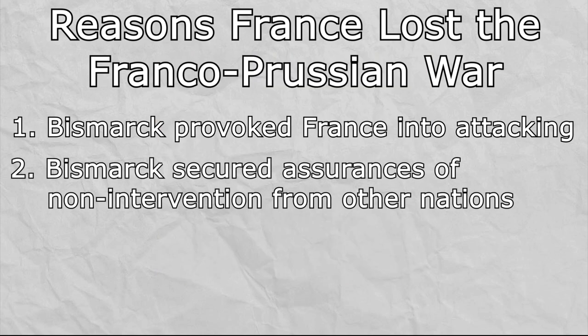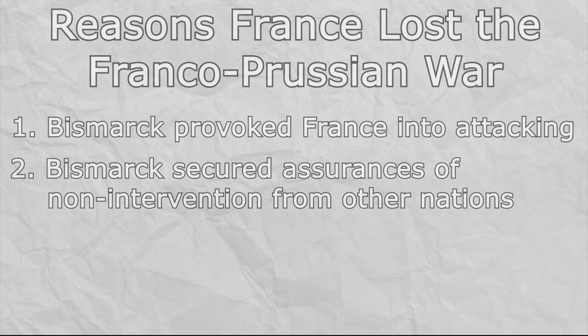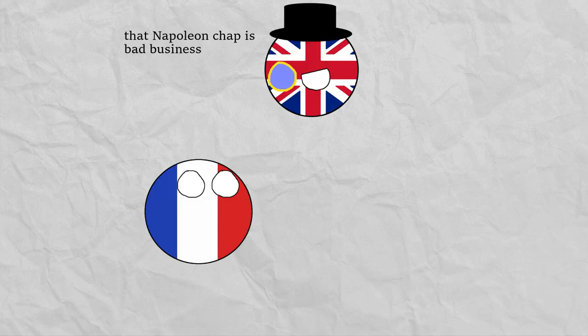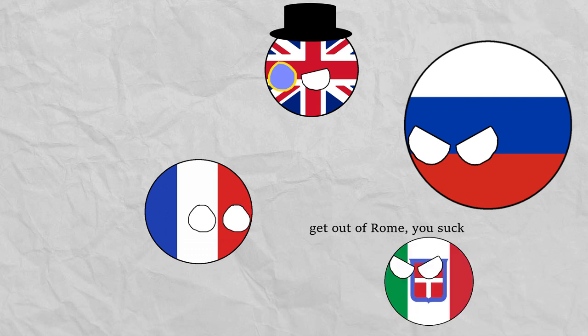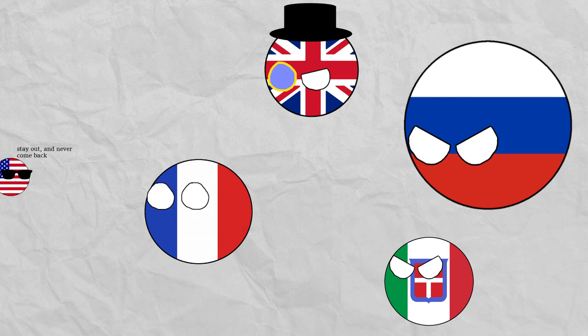Second, Prussia had managed to assure that in the case of war between them and France, no one else would join in. Just to name a few key nations that already had issues with France. Britain was already more worried about French militarism than German militarism. Russia was annoyed that France had supported Polish rebels in 1863. Italy, which had previously given a lot of support to France, was sick of the French troops being in Rome, and America was still upset about France's intervention in Mexico.